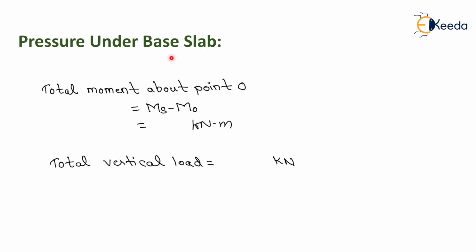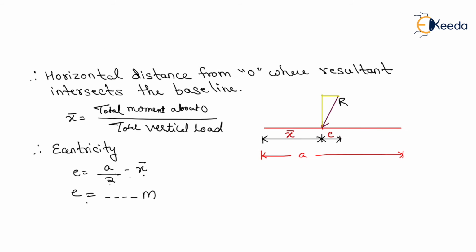Now pressure under base slab. Total moment about point O equals to Ms minus M naught equals to calculated in kilonewton meter, and total vertical load is calculated in kilonewton. Now horizontal distance from O where resultant intersects the baseline. From this figure we will calculate x bar equals to total moment about O upon total vertical load, and we will calculate now eccentricity e value equals to B by 2 minus x bar. We will get e in meter.